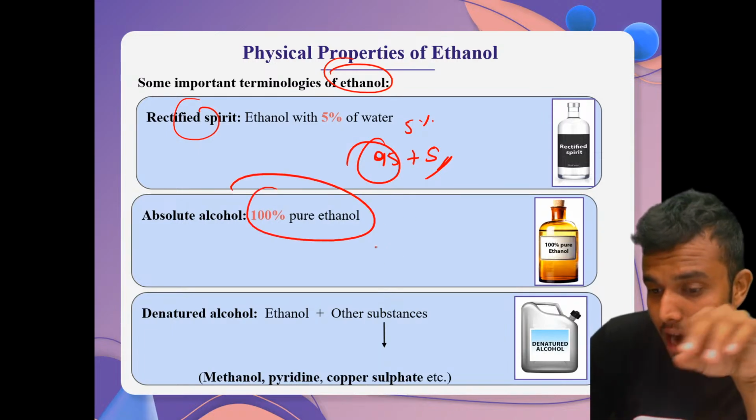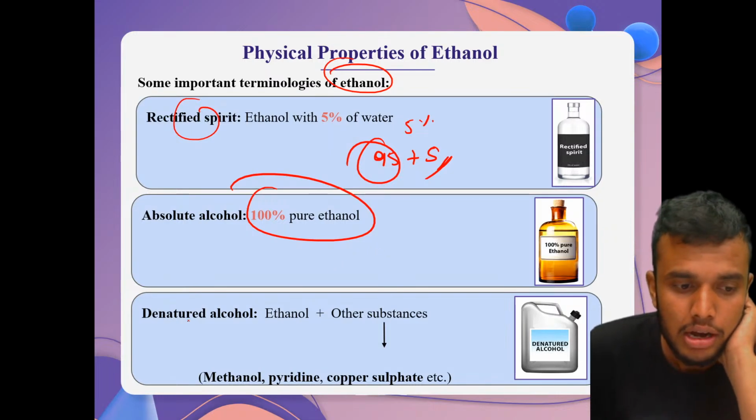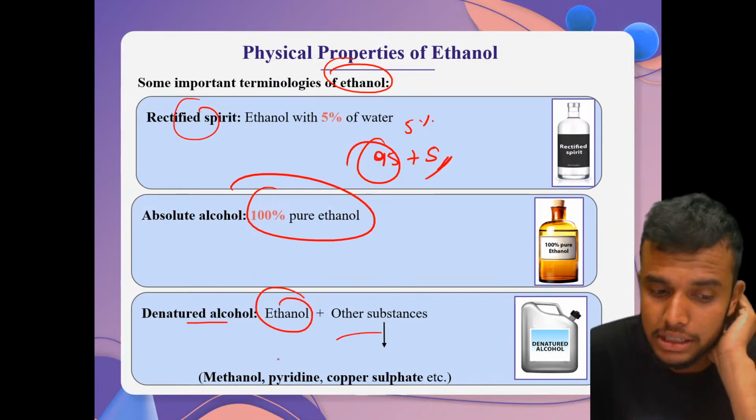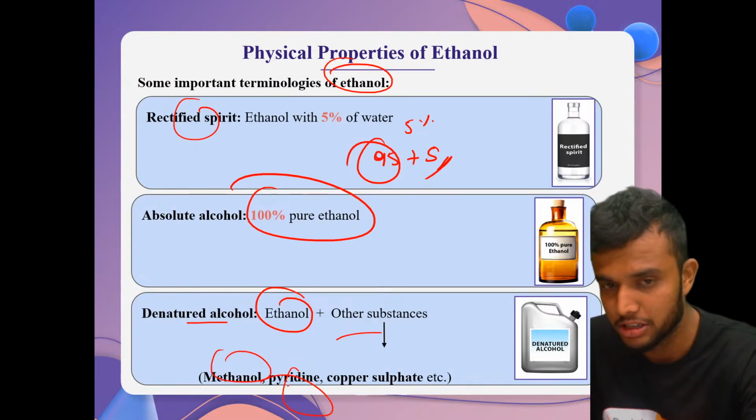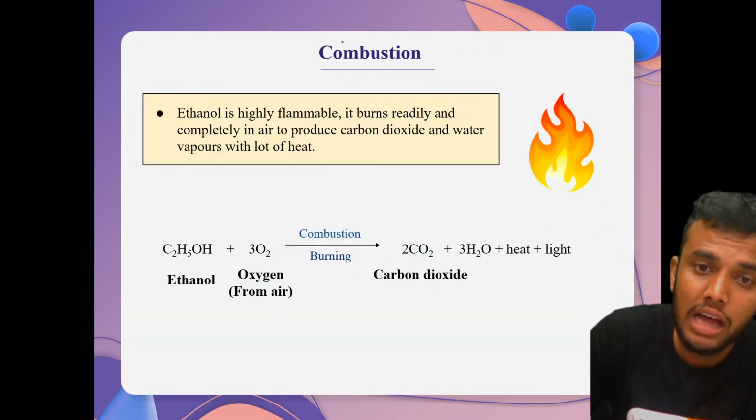Absolute alcohol is nothing but 100% pure ethanol. Denatured spirit is ethanol mixed with other substances like methanol, pyridine, copper sulfate and other things. Next, move on to the chemical properties.